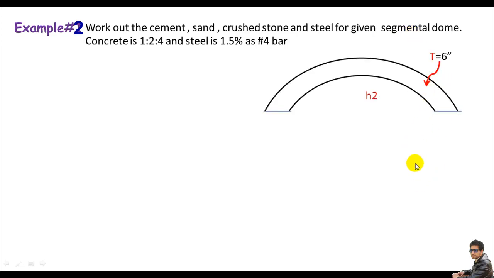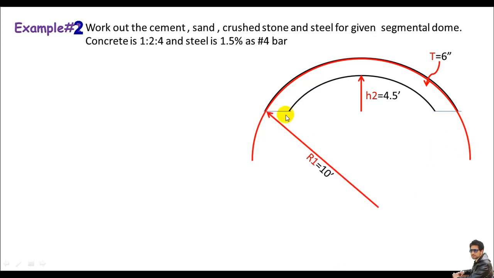And this may look like in this diagram. The thickness is 6 inches, the height is 4.5 feet. And remember, this is just a segment. If we just draw a full circle like in this diagram, the radius of this full circle will be just 10 feet. And the interior radius is just 9.5 feet, because just subtract 6 inches from the external radius, we can get, of course, radius 2. Also, h1, which represents the external height, is 5 feet. Just add 6 inches to 4.5 feet, we can get h1.